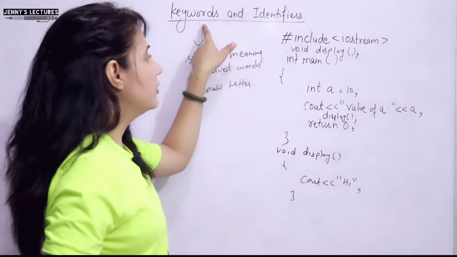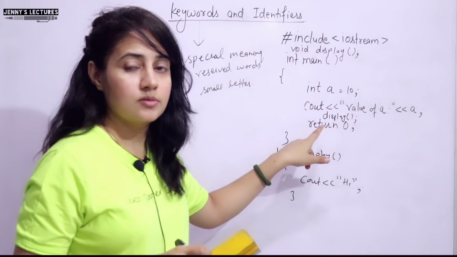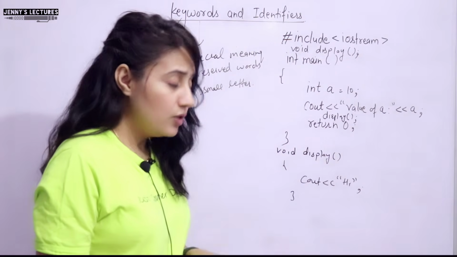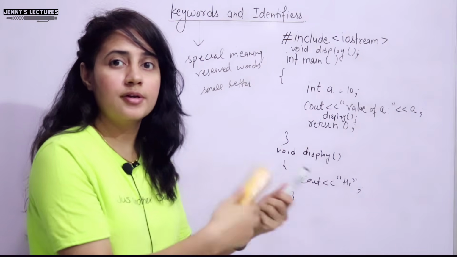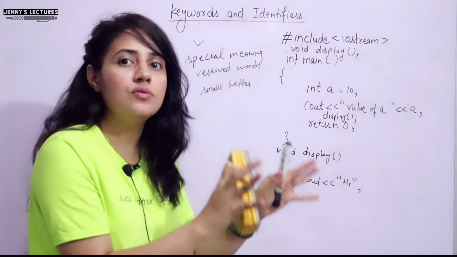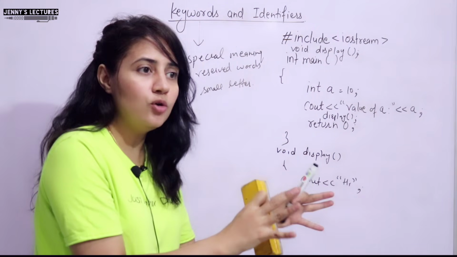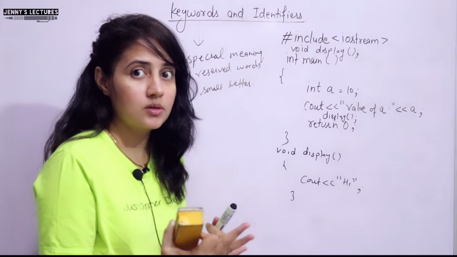We cannot use keywords as identifiers, right? Keywords have some special meaning to the compiler. They are already reserved, they are already defined. The compiler knows the meaning of keywords, right? You cannot redefine those keywords.